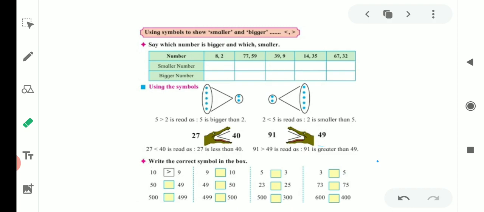Now we will see the next question. The next question is, write the correct symbol in the boxes. Now here two numbers are given. You have to put the correct symbol in the boxes.